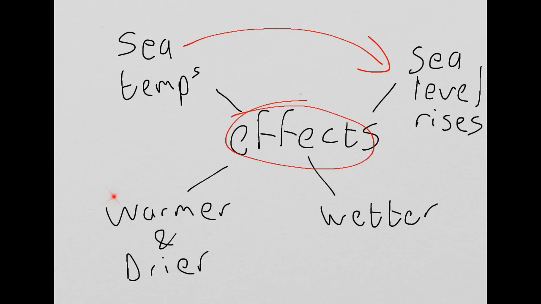The next effect will be that some parts of the Earth may become warmer and drier, and this has huge impacts for the natural ecosystem and plants and farming, etc., that grow in certain areas. Another effect is that some parts of the Earth will become wetter, and again that causes problems for the environment and plants and farmers, etc.